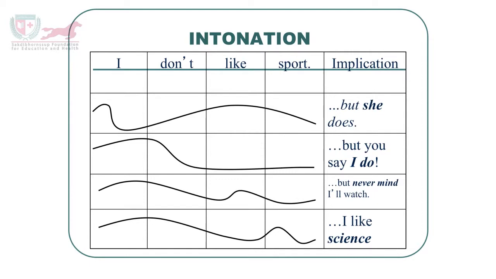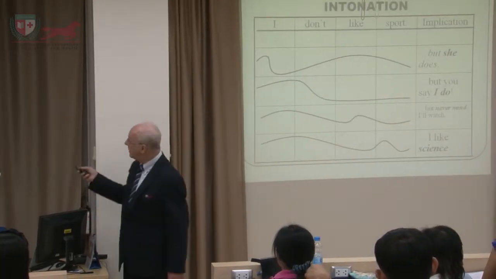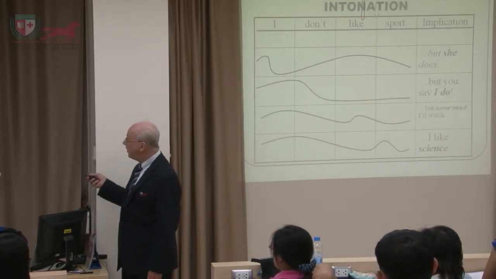Now, each one has a different hidden meaning. Each one has this implication here, the extra meaning here. We don't say those words, but everybody would understand that meaning. It's in the intonation. That's why I said we only say half of what we mean. This is half of what we mean. The intonation gives the other half.